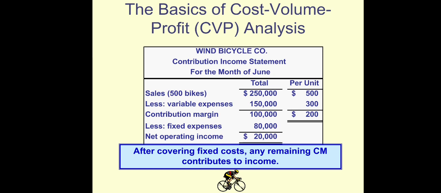So you can see here in this sample income statement, the contribution margin of this business is 100,000. The fixed cost is 80,000. So the business is making a profit of 20,000. Why is the business making a profit? Because the contribution margin is higher than the fixed cost. If the contribution margin is lower than the fixed cost, then the business is making a loss.